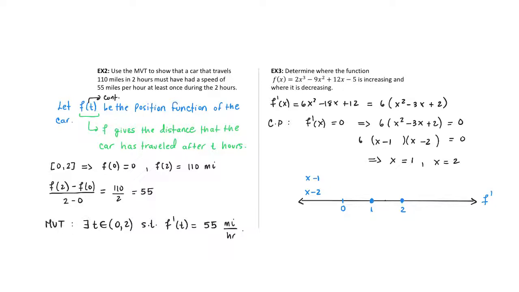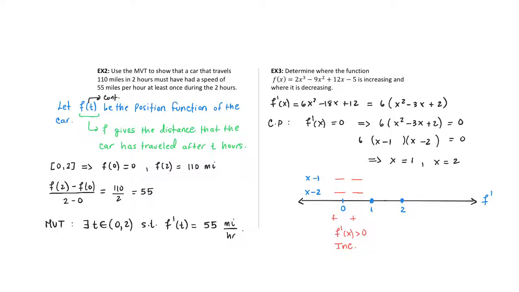So then, doing that, if I choose 0, because 0 is to the left of 1, then for the x minus 1 factor, if I plug in 0 here, I'm going to get a negative result. For x minus 2, imagine that I do 0 minus 2, that's going to be negative. A negative times a negative will give me a positive. So this is telling me that f prime of x is bigger than 0. In other words, the function is increasing in that interval.